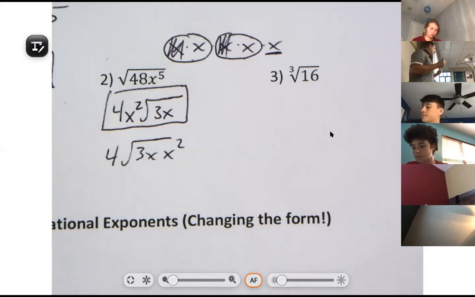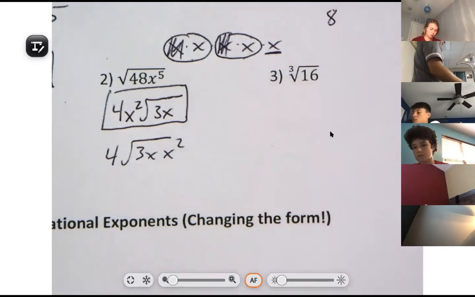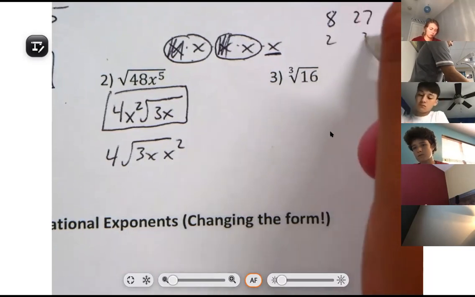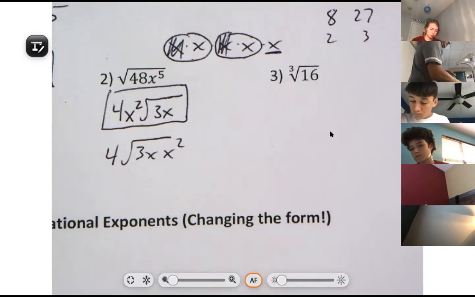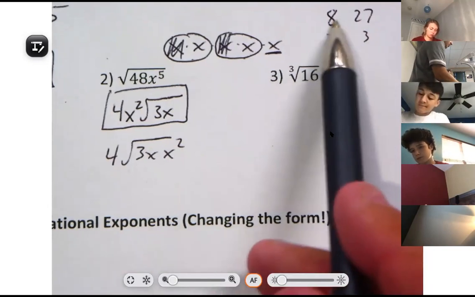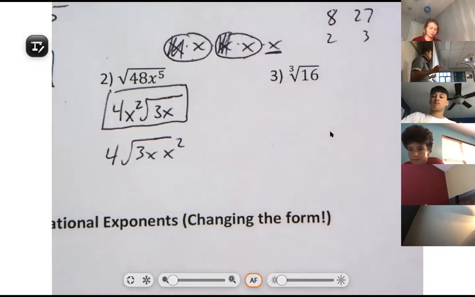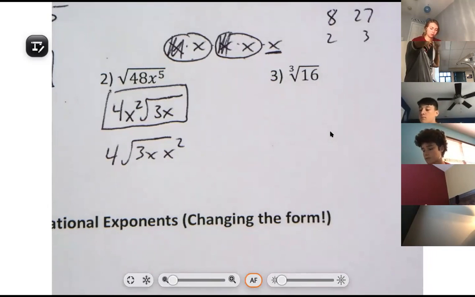2 cubed would give you 8, right? What's 3 cubed? 27. So to get to 16, we need some number between 2 and 3. 16 is like 8 away from this one and 11 away from this one. So it's going to be, I don't know, 2.4-ish. And you're not going to have to do this on a test or a quiz. I'm just trying to get you guys to think.